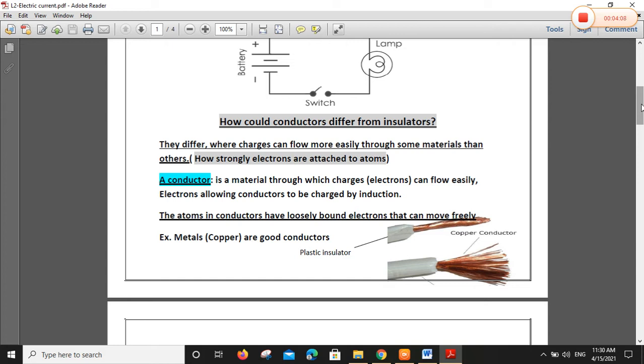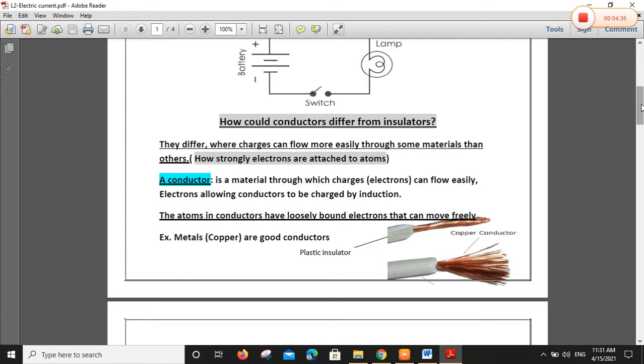How strongly electrons are attached to atoms, this indicates insulator. So, what's meant by conductor? Material through which charges, electrons, can flow easily. So, electrons loosely held by the atom, these are conductors.